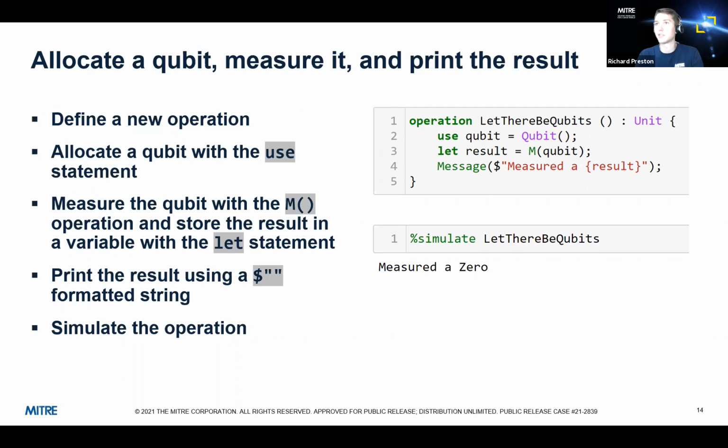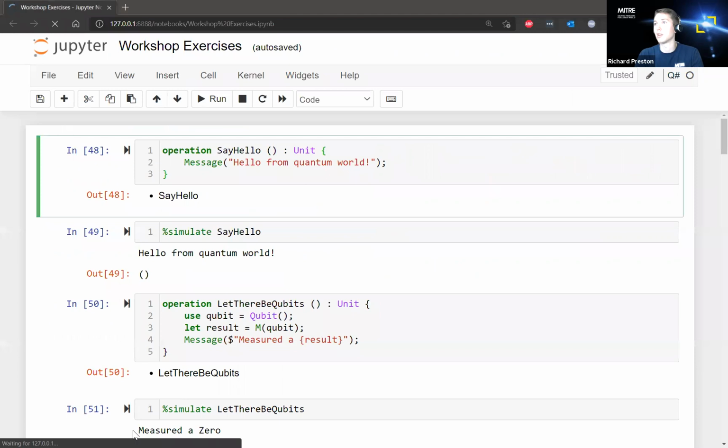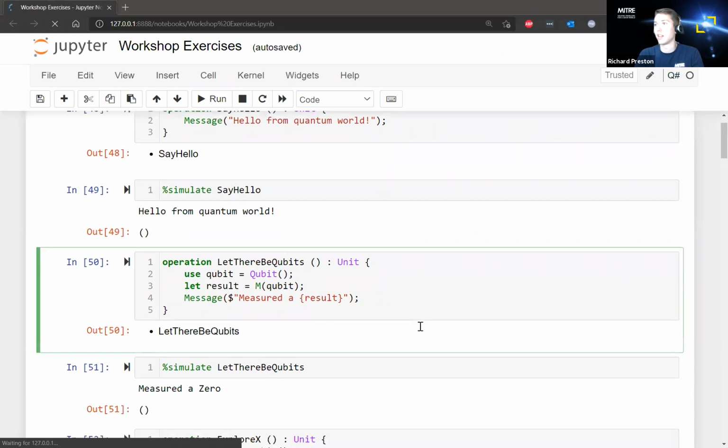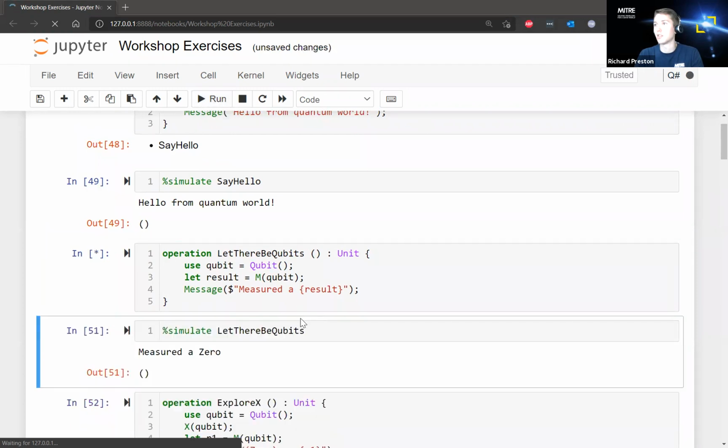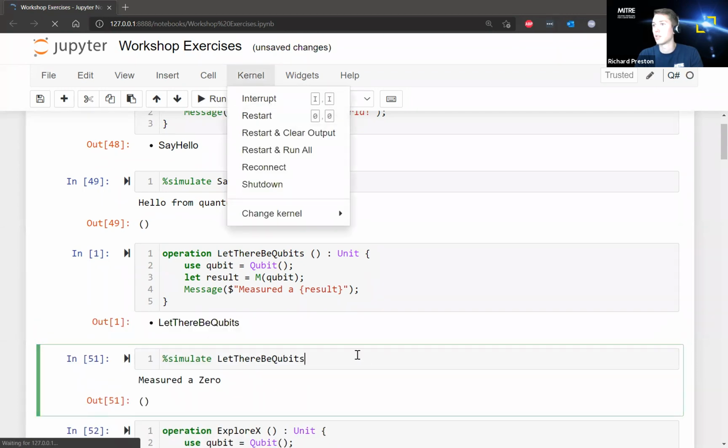So I'll let you guys try that for a second. I can also show it off. It's probably easier to just show it here. So here we are, let there be qubits. I'm gonna hit run. That's gonna compile the operation. If it works here. I need to restart the kernel here. Oh, there we go, it worked.